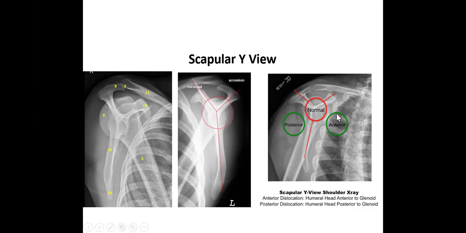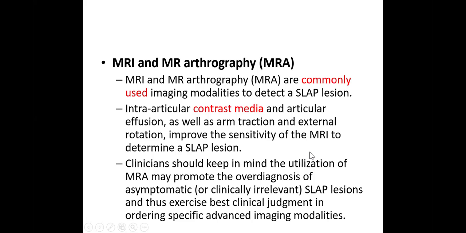In inferior dislocation, the humeral head is located where this green line is. This is actually the location of the humeral head, and normally the location is that, and in posterior dislocation, the humeral head will be lying here. So this is known as the scapular Y view, or simply the scapular view of the shoulder. It is very important to know this regarding anterior and posterior shoulder dislocation.